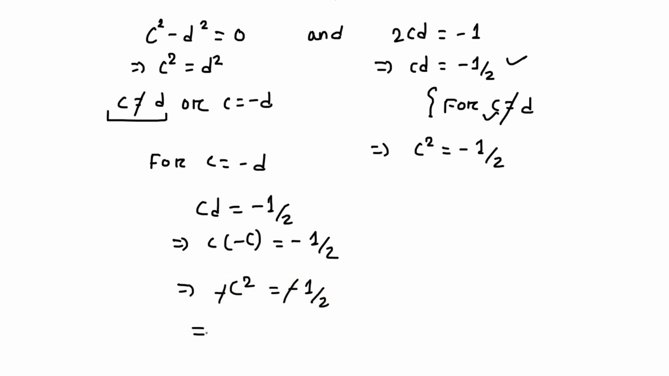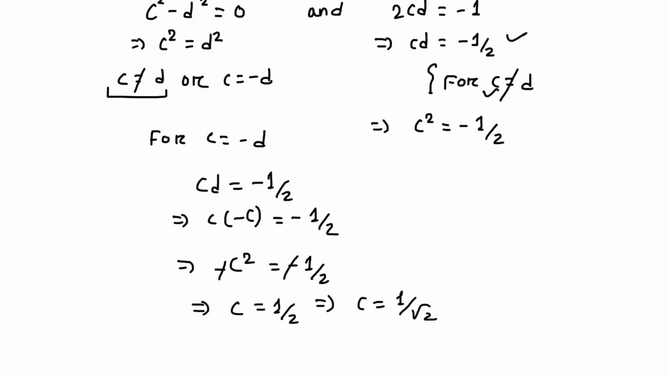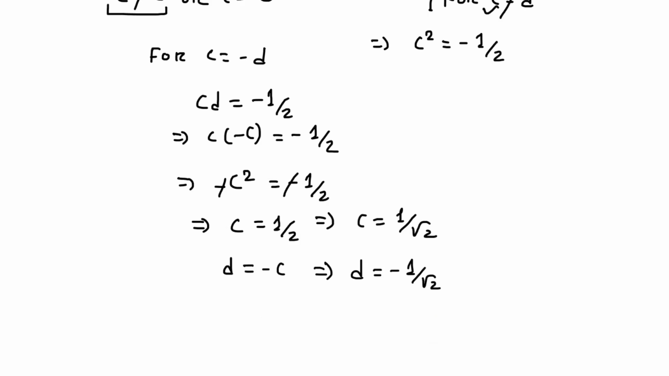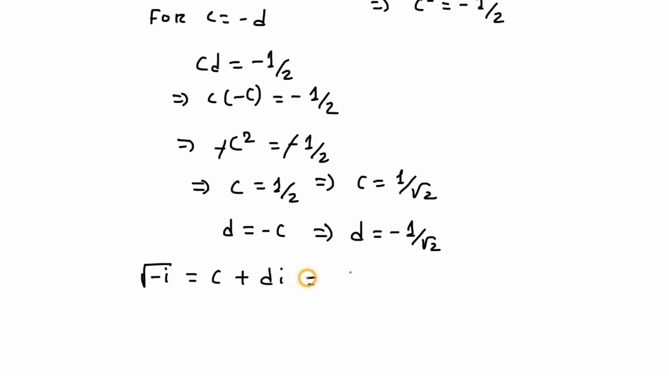The minus signs cancel out. This implies c equals 1 by root 2. As we know, d equals minus c, so from here d equals minus 1 by root 2. As we assigned root under minus i equals c plus di, this will equal 1 by root 2 minus 1 by root 2 i.